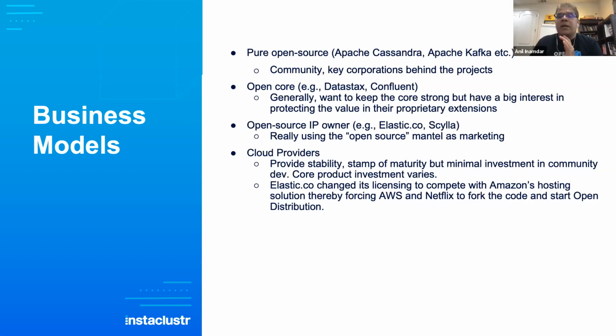The last model is by cloud providers. They focus mostly on operations and delivery of the product with minimal investment in the community. And again, it's changing, but I'm just giving a general statement. They try to reap the benefits of open source with their ability to scale and their reliability. Elastic.co recently changed its licensing to compete with AWS hosting solutions. As I discussed already, I'm going to discuss this use case a little bit in more detail to give you some perspective.